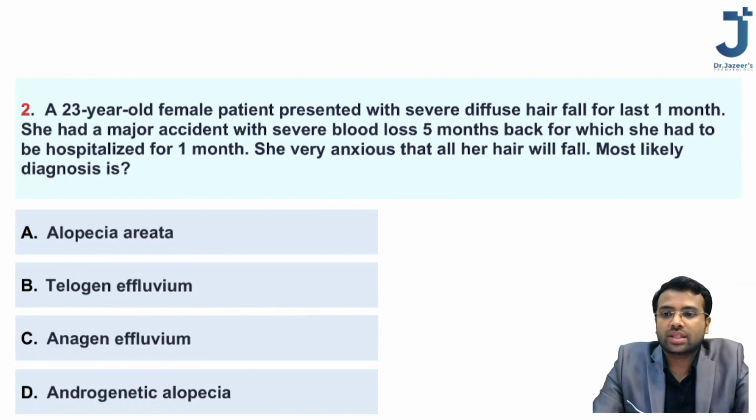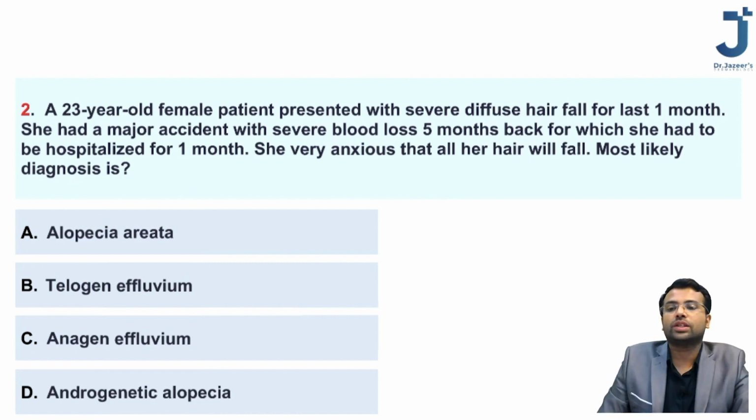The next question says a 23-year-old female patient presented with severe diffuse hair fall for the last 1 month. She had a major accident with severe blood loss 5 months back, for which she had to be hospitalized for 1 month. So she is very anxious that all her hair will fall. What is the most likely diagnosis? The options are alopecia areata, telogen effluvium, anagen effluvium, and androgenic alopecia.